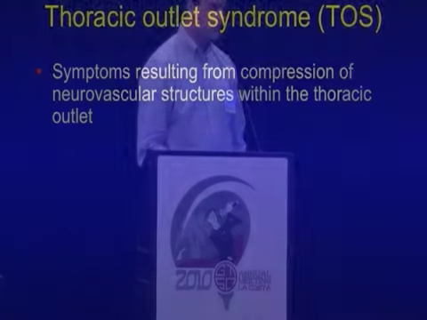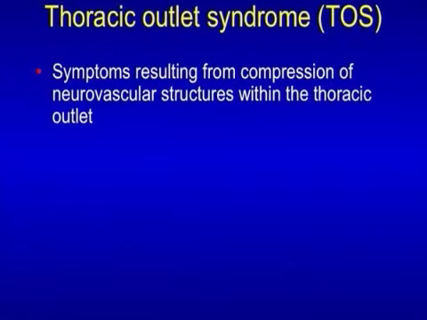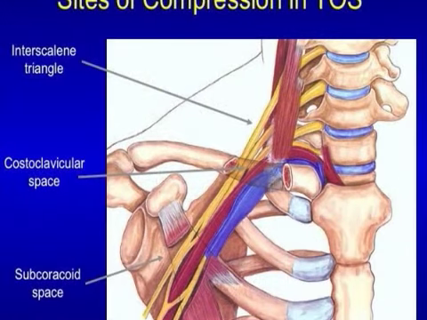So TOS essentially is a whole constellation of symptoms that result from compression of neurovascular structures within the anatomic region known as the thoracic outlet. It's an anatomically complex area, as you all know. It really has several different levels where compression can occur. It can either be within the interscalene triangle, at the costoclavicular space, or in the space behind the pectoralis minor, the subcoracoid space, or at multiple intermediate spots anywhere along the way.